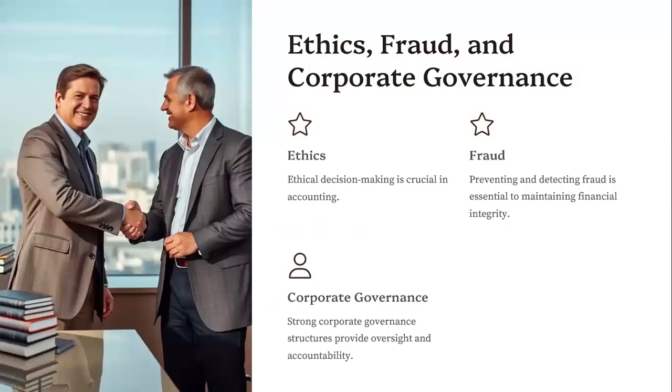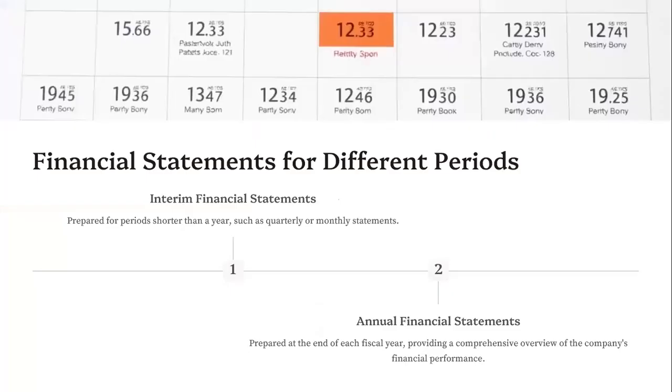Let's talk about ethics, fraud, and corporate governance. In ethical accounting, ethical behavior is critical in accounting to ensure the integrity and accuracy of financial information, and it's important for objectivity, confidentiality, and integrity. And financial statements for different periods include interim financial statements and annual financial statements.